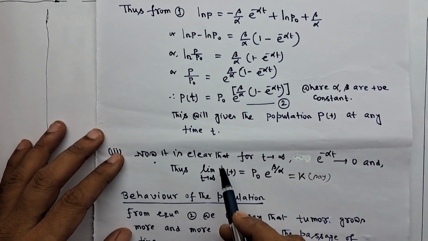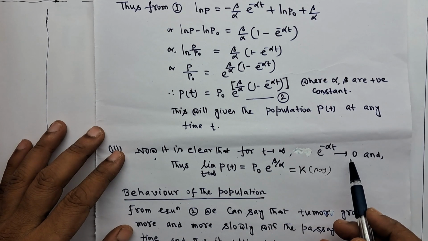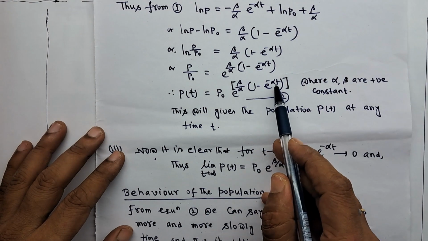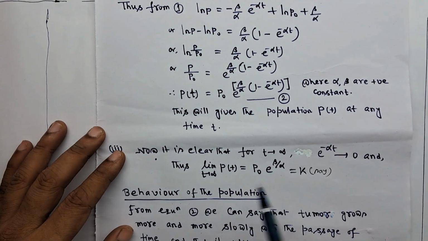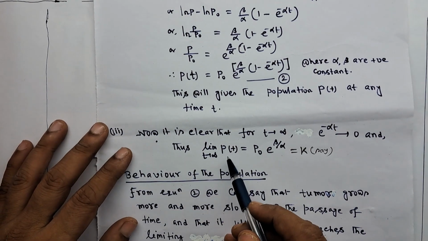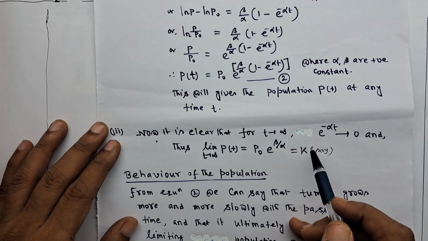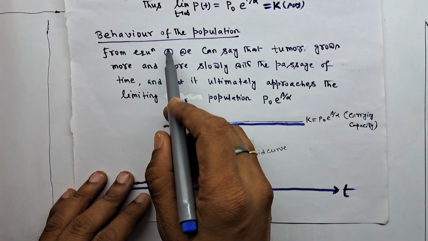Now it is clear that for t tending to infinity, e to the power minus alpha t tends to 0. When t tends to infinity, we know e to the power minus alpha t always tends to 0, and thus the limit as t tends to infinity of P(t) equals P0 times e to the power beta by alpha, which equals K. Now the question of the behavior of the population.